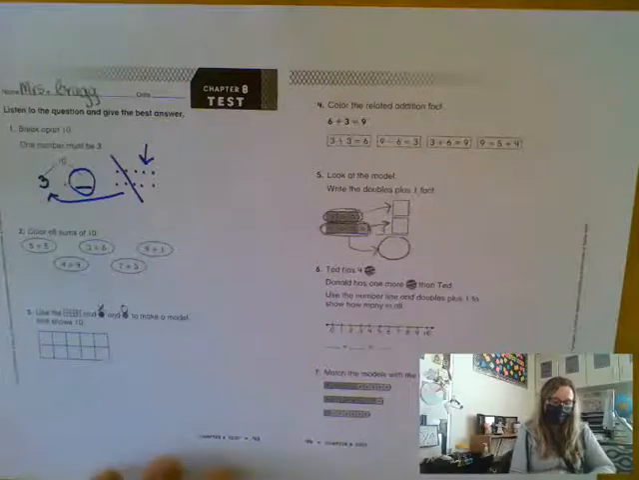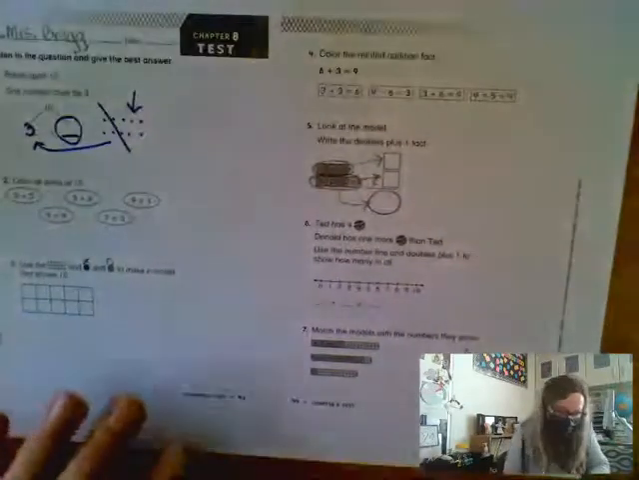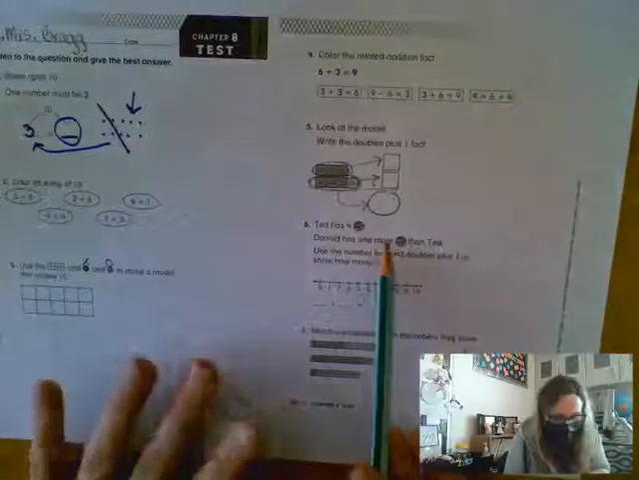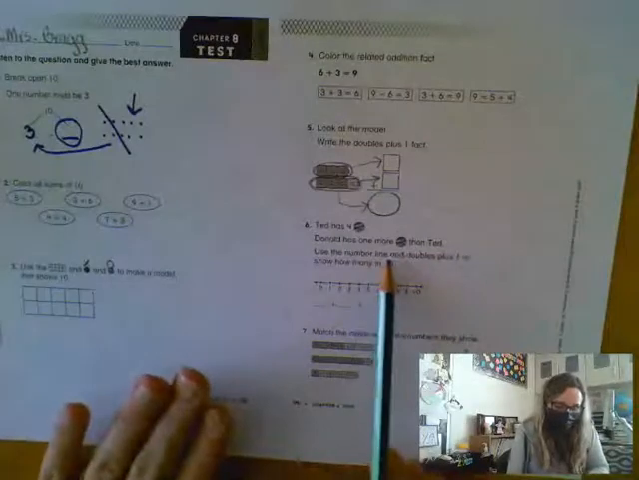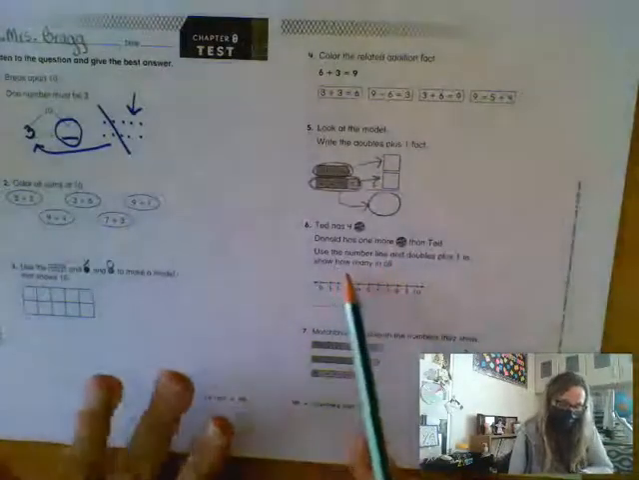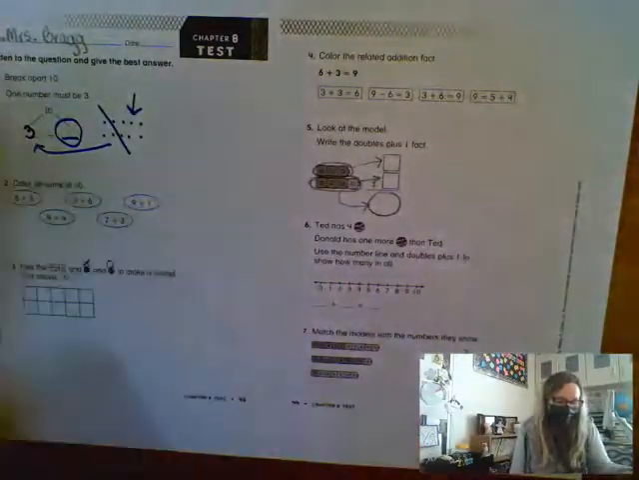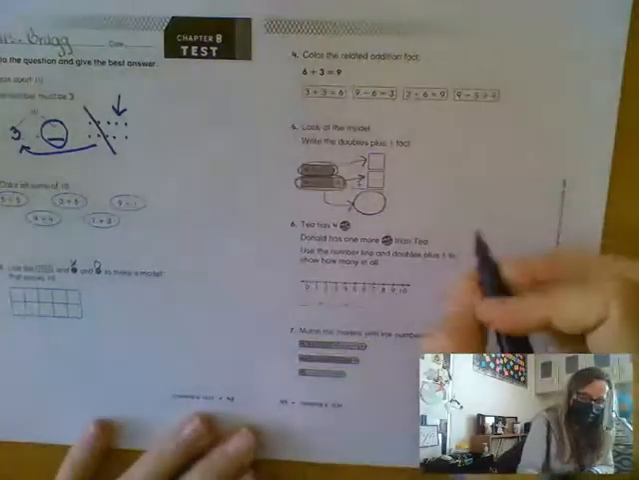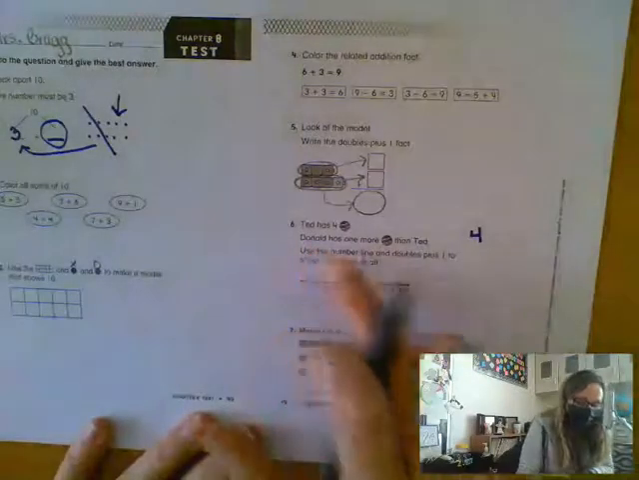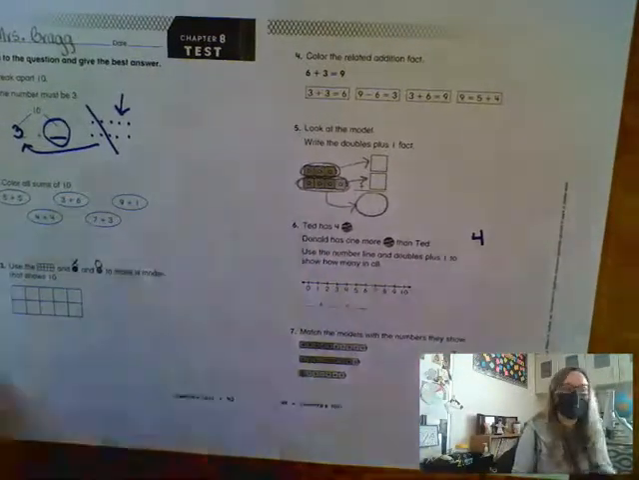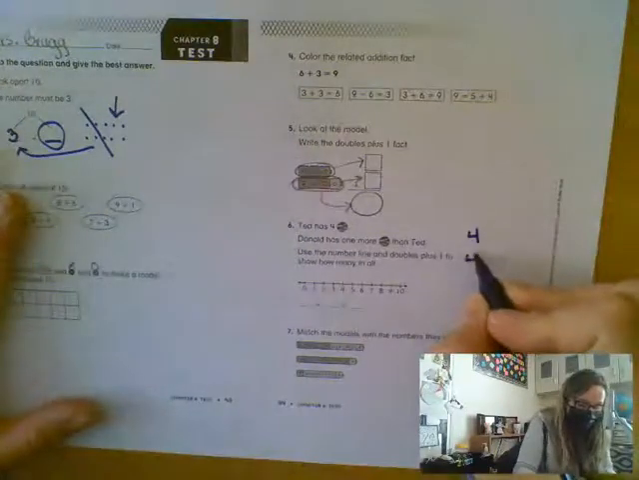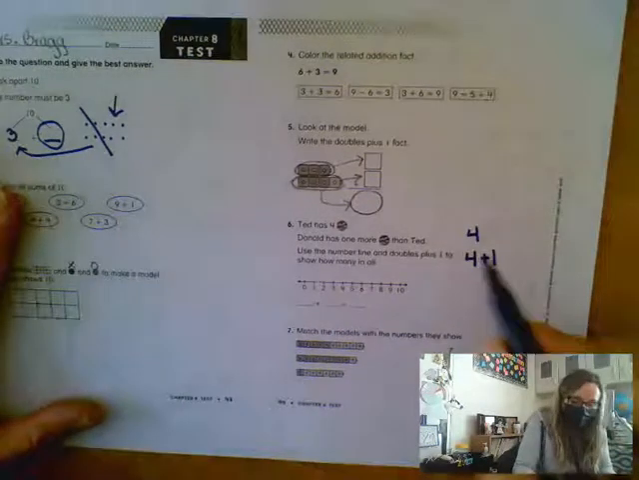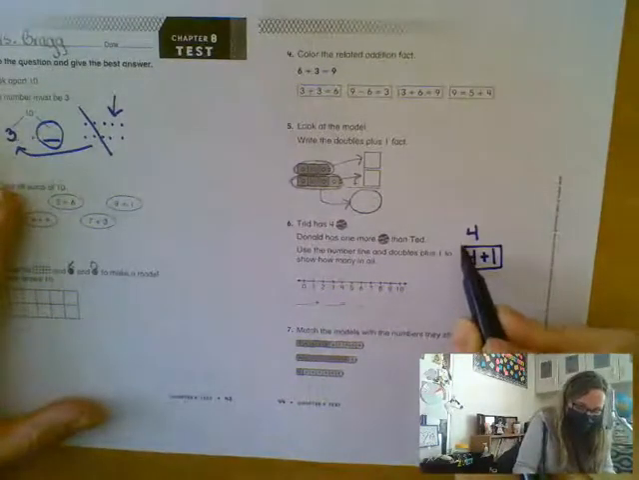All right, let's look down now at number 6. It says Ted has 4 coins. Donald has 1 more coin than Ted. So use the number line and doubles plus 1 to show how many in all. Okay, so we know, let's talk about what we know first. We know that Ted has 4. And we know that Donald has 1 more than Ted. So Donald doesn't have 1. He has the same amount as Ted plus 1 more. So what would that number be?